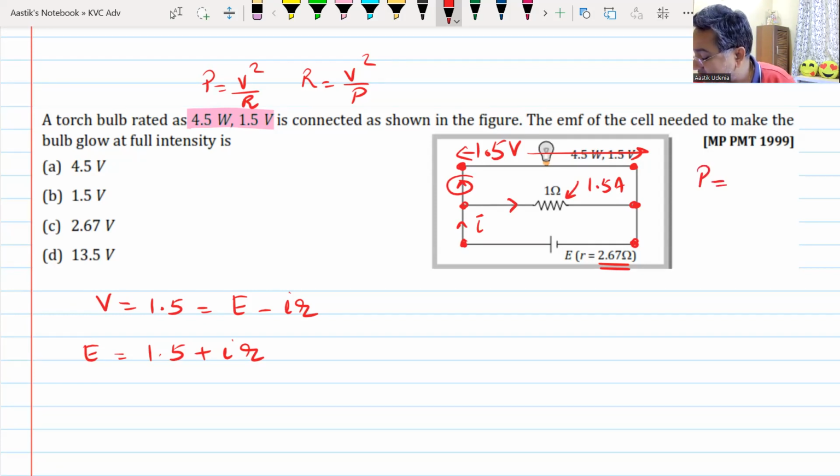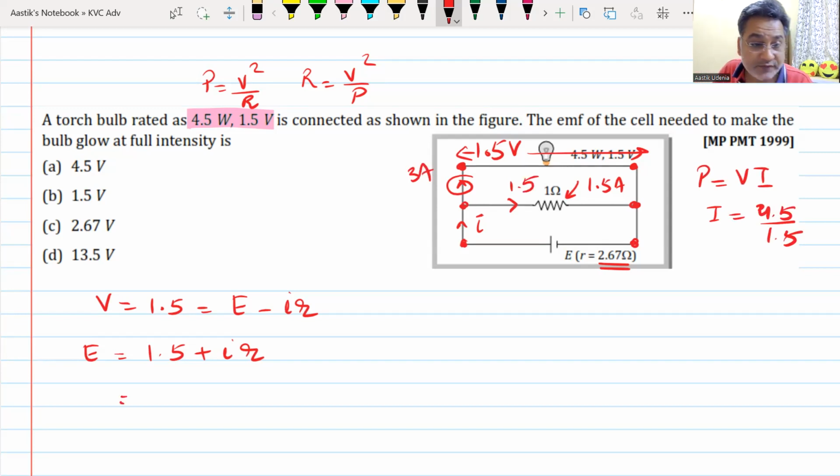Power in the cell can be written as V into I. So I can be written as V, 4.5 divided by 1.5. So this current will be 3 amperes and this current would be 1.5 amperes. So the total current will be 4.5 amperes. So 4.5 multiplied by 2.67.